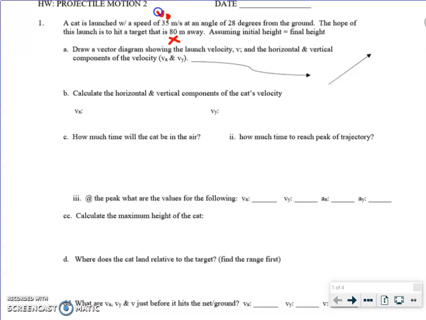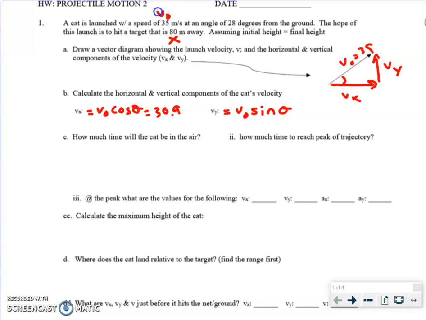The first thing I ask you is draw a horizontal and vertical component. So if this represents V0, which is 35, then some of that is horizontal, Vx, and the rest is vertical, Vy. We want to calculate those. So here's our angle. Vx is going to equal V0 cosine of the angle, and Vy is going to equal V0 sine of the angle. So you have the answers there, but I'll put them here. That's 30.9 meters per second and 16.4 meters per second. If you're not getting these values, maybe you're in radian mode, so double check that.